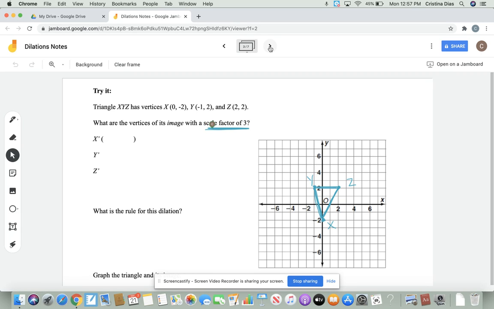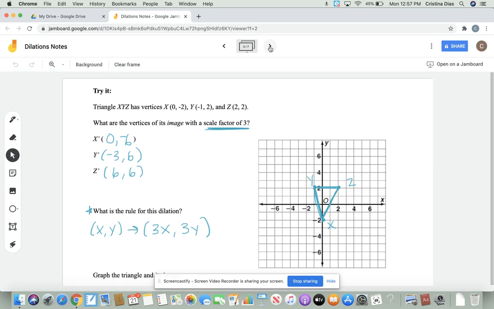So if the scale factor is 3, I'm actually going to jump down here. What is the rule? So we're going to take our original XY coordinates, and if the scale factor is 3, we're going to multiply the X and Y coordinates by 3. So X, 0, -2, multiply X and Y by 3, we end up with X prime being 0, -6. And then Y prime, -1 times 3 is -3, 2 times 3 is 6, and then Z prime, 2 times 3 is 6, and of course 2 times 3 again is 6. So these are the image points.